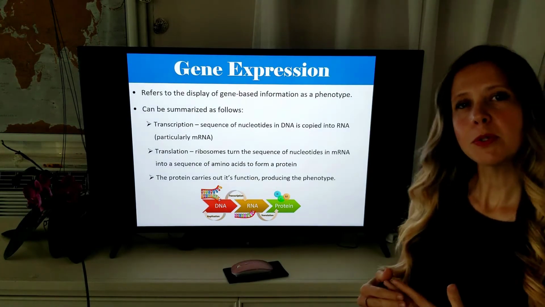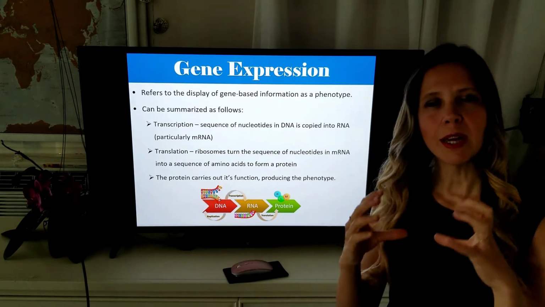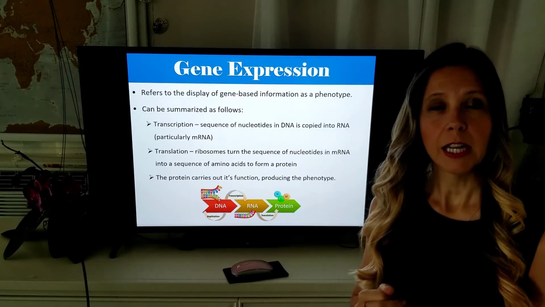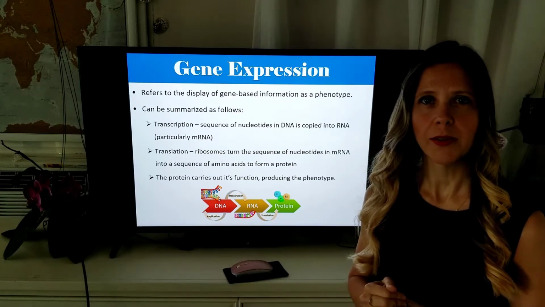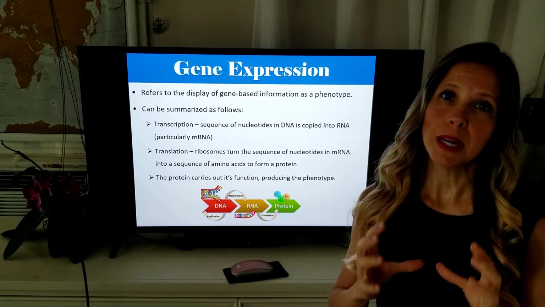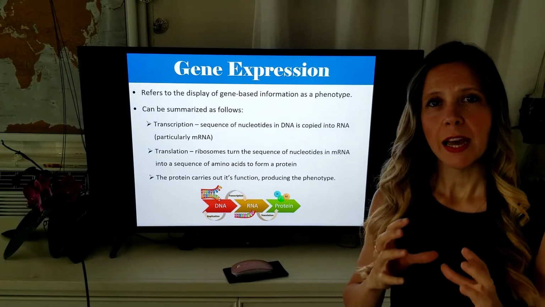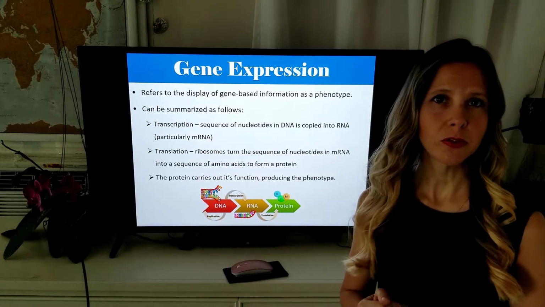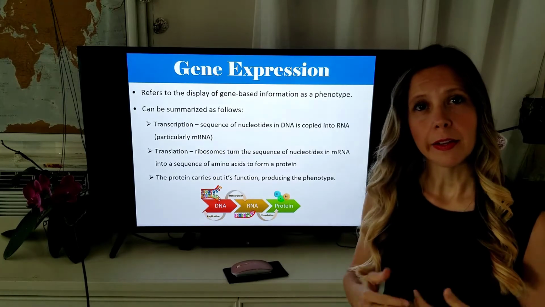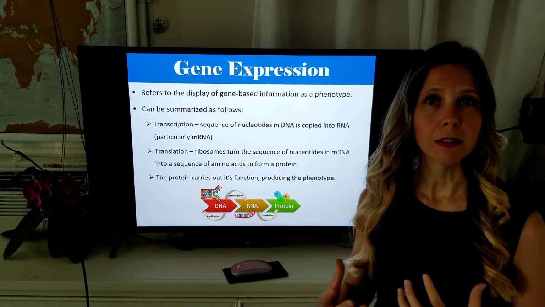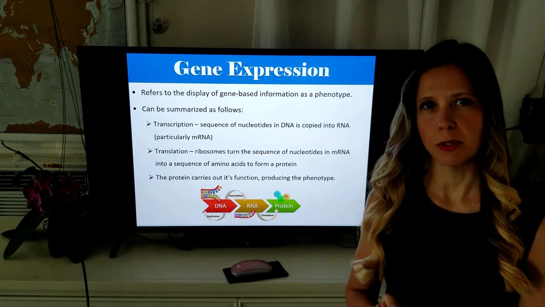So during transcription, what happens is we take the information in DNA and it's converted into RNA, specifically messenger RNA. Then during translation, what happens is that messenger RNA is read and that information is converted into a strand of amino acids to form a protein. And then in the last stage, we take that protein and that protein is functioning and producing the trait that we're seeing.